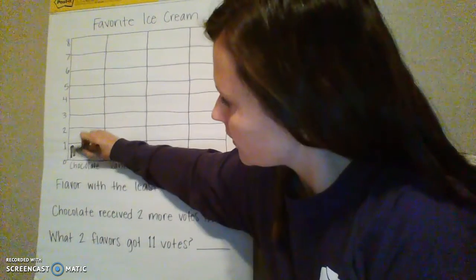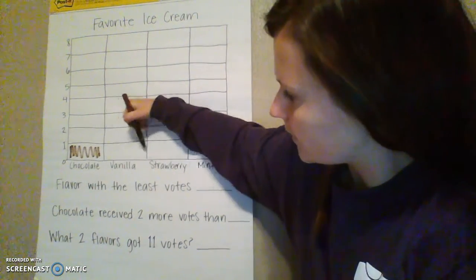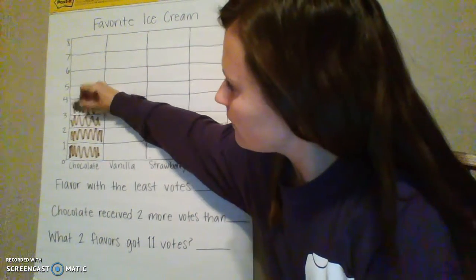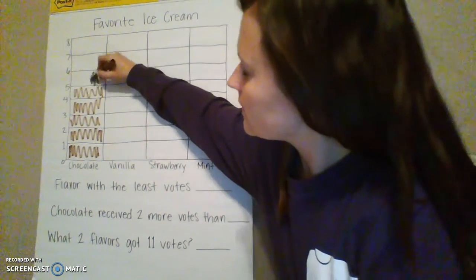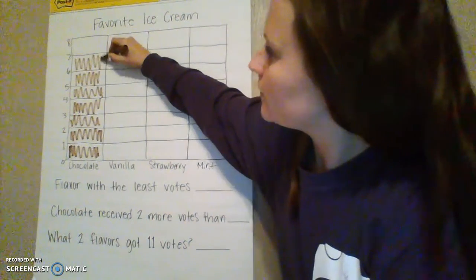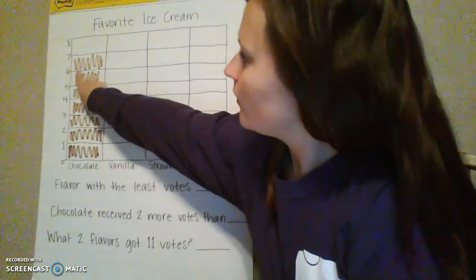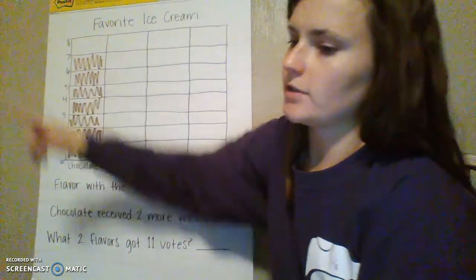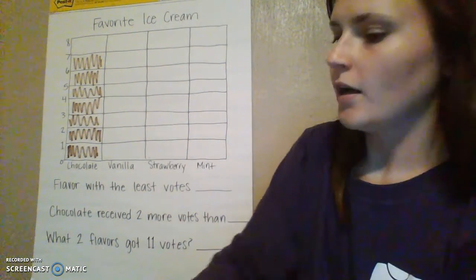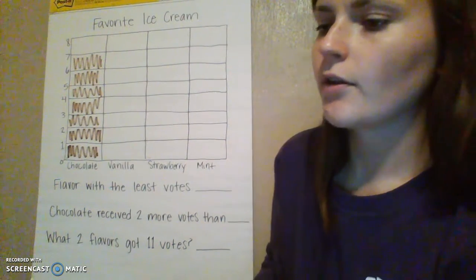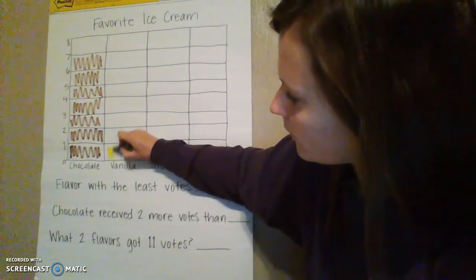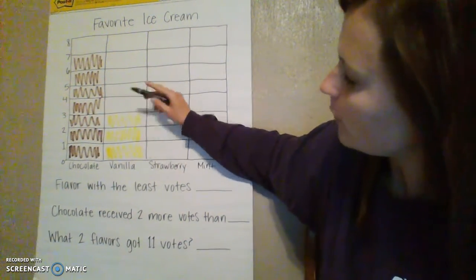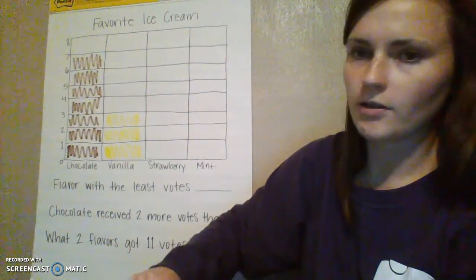So 7 votes, chocolate. I'm going to color up instead of sideways. I'm going all the way to 7. 4, 5, 6, 7. And just like before, the coloring goes to the number of votes. So my coloring stopped at 7, so chocolate received 7 votes. Vanilla, the tally chart says 3. So I'm going to color 3 going up. 1, 2, 3. And if I put my finger on the line, I see that it matches to the 3.